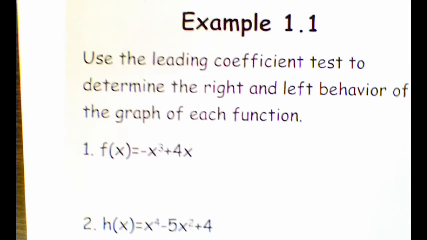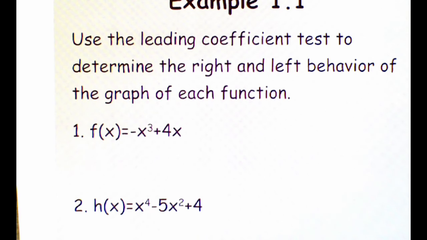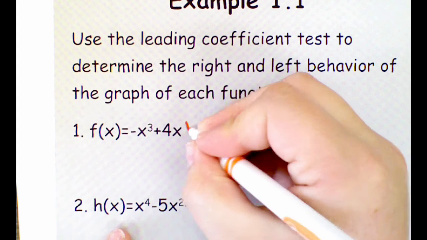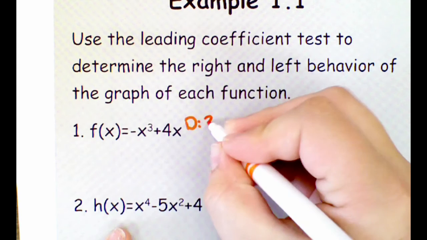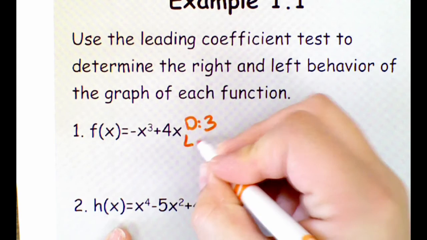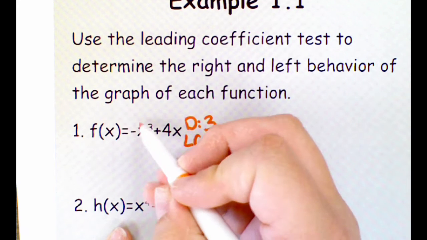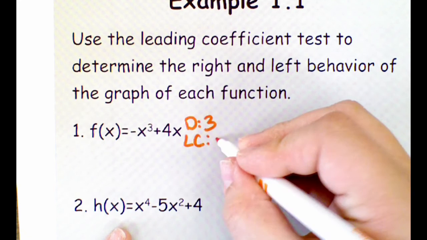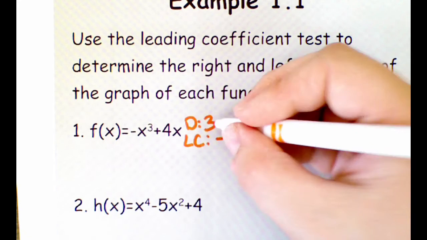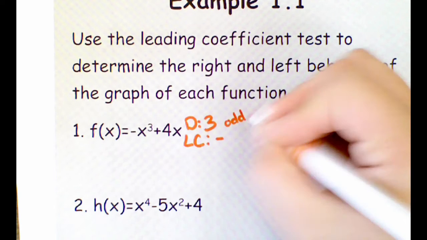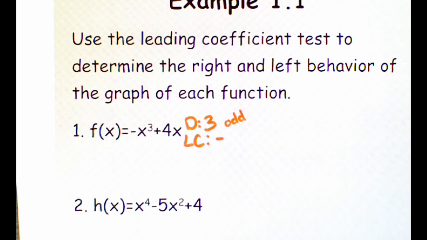So let's use the leading coefficient test to determine the behavior of these functions. The first thing we look at is the degree. The degree of this function is 3, that is the biggest exponent. The leading coefficient is -1. We only care if it's positive or negative. It's negative. The degree 3, remember, is an odd number. So it's an odd function with a negative leading coefficient.